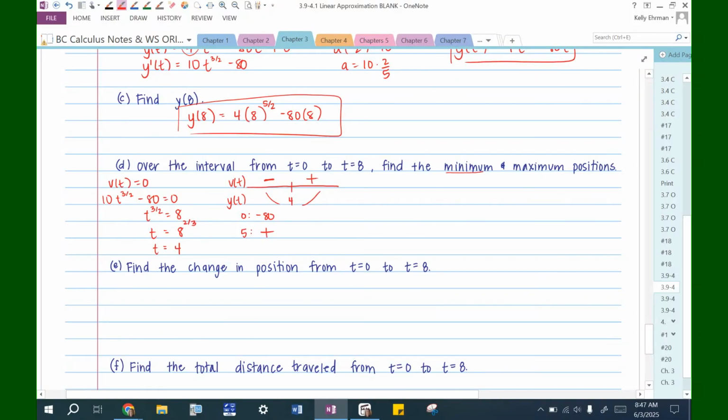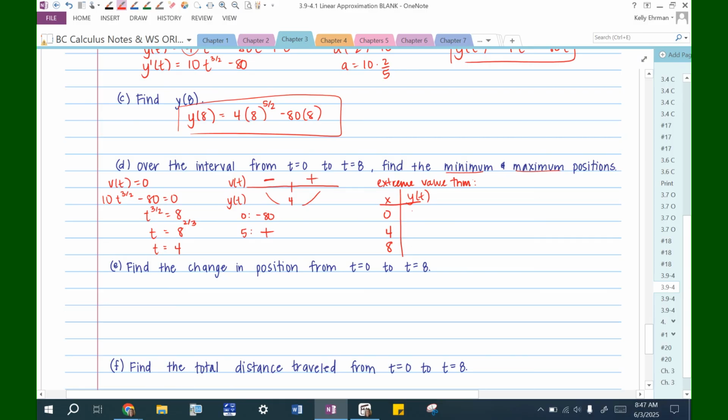Now, it just says minimum and maximum positions. So there is no relative max. The only possibilities, by the extreme value theorem, this is called the extreme value theorem, you don't have to label it, but you just show a little table and plug these values in. So our possibilities for the absolute or global min and max would be the endpoints, 0, any relative extrema that we have, 4, and the other endpoint was 8.